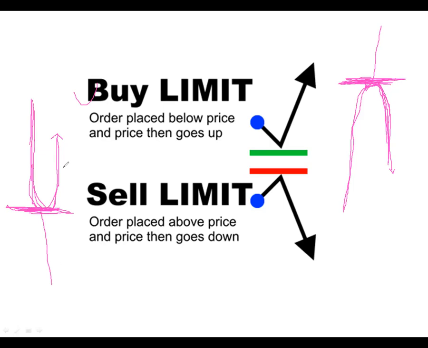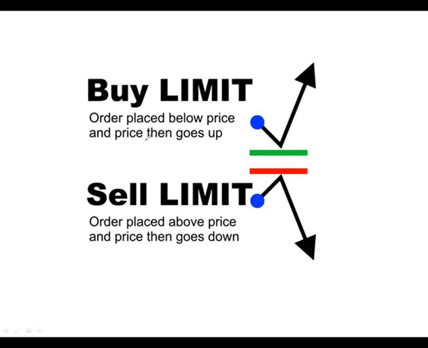Once it reverses, you make profit. But if it doesn't reverse and it keeps going down, it means you'll be making losses. Do you understand this? Now, so that is buy limit and sell limit. So the illustration here is clear.